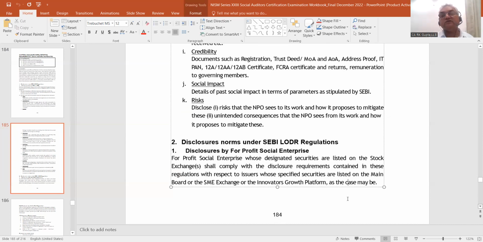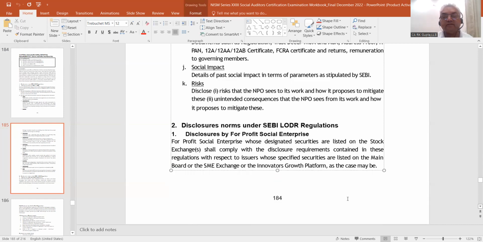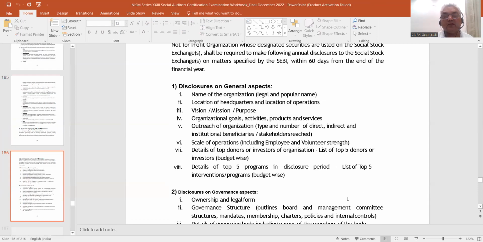But in addition to this, we have to see that as per SEBI regulations, which are the cases where they can be listed on the main board, what are the cases in which they can be listed on SME exchange, and what are the cases in which they can get themselves listed on Innovators Growth Platform, like for these startups, etc. So I'll be sharing that PPT also.